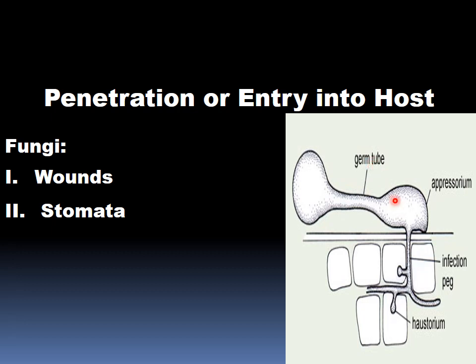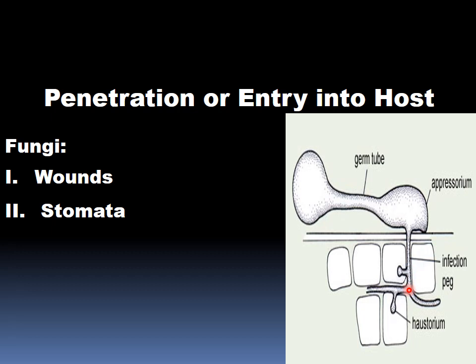So this germ tube fixes right over the stomata and forms a bulbous structure which is known as appressorium. Here there is a very high turgor pressure, and this turgor pressure helps the fungi to penetrate inside the host cell. And the first hypha that emerges from the appressorium is known as the infection peg or the penetration peg. So through the penetration peg, the fungi enter inside the host cell.